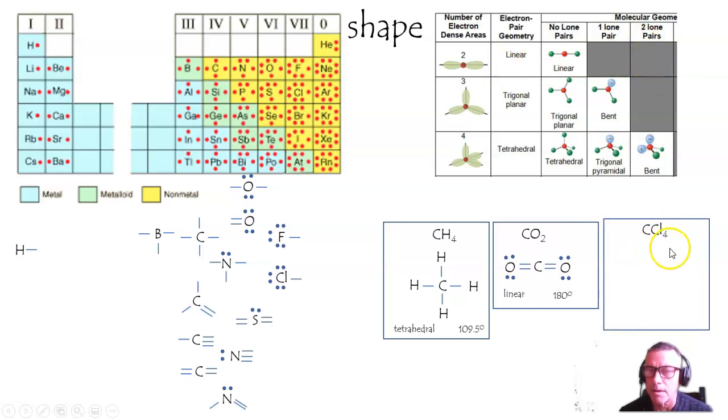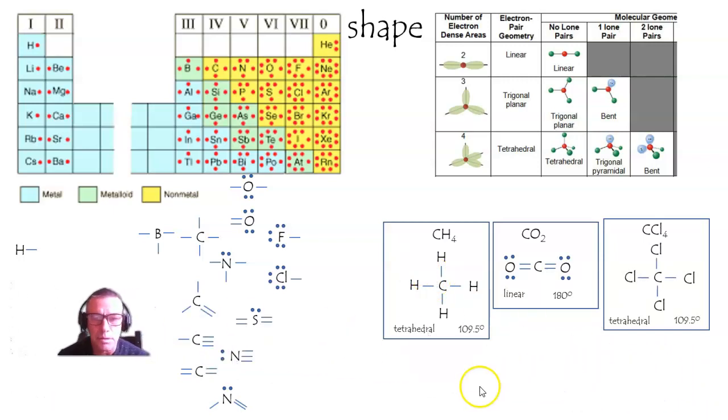Carbon tetrachloride. Well, really, I mean, chlorine tends to form one bond, carbon tends to form four. We got all these lone pairs, but they're just going along for the ride. They're not affecting the shape, so it's entirely analogous to methane here, CH4. Tetrahedral with 109.5 degree bond angles. Let's do two more.